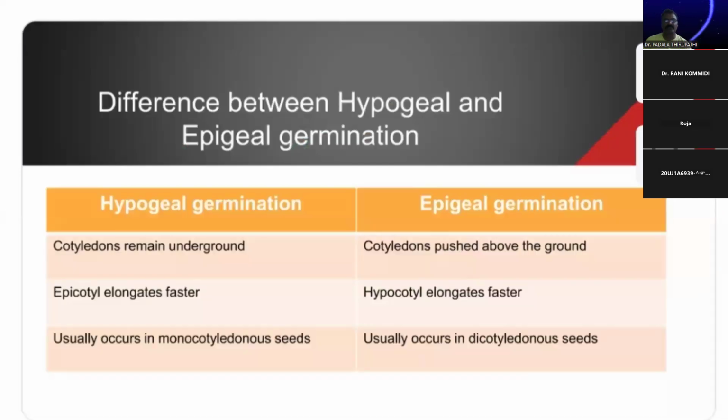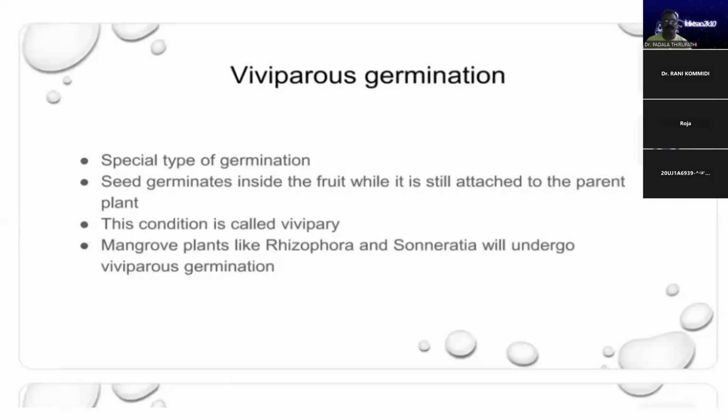So what is the difference between hypogeal and epigeal germination? In hypogeal germination, cotyledons remain underground. In epigeal, cotyledons are pushed above the ground. The epicotyl elongates faster in the hypogeal, and the hypocotyl elongates faster in the epigeal. Hypogeal germination usually occurs in monocotyledonous seeds, and epigeal germination usually occurs in dicotyledonous seeds.